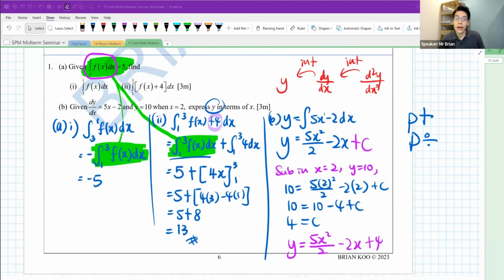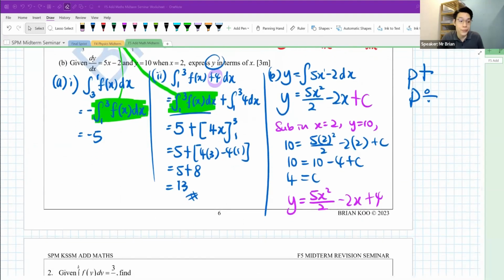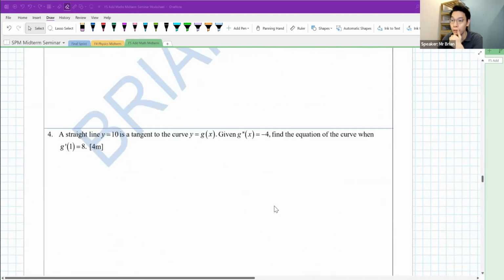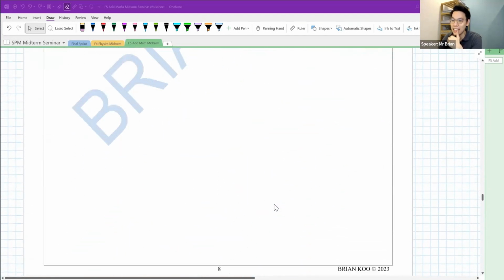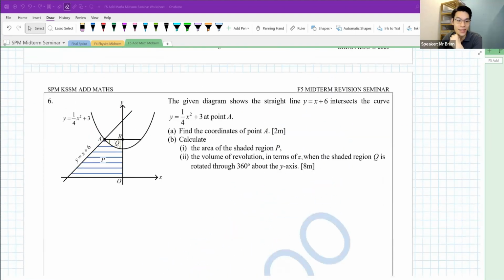Okay, we continue. Question number 2, I will let you guys try later on. Question number 3 is quite interesting, but I think that one I can explain with my solution later on. I want to do at least one question that talks about area and volume. Maybe we can look at question number 6 first. If we have time, we do the others. Question number 6.